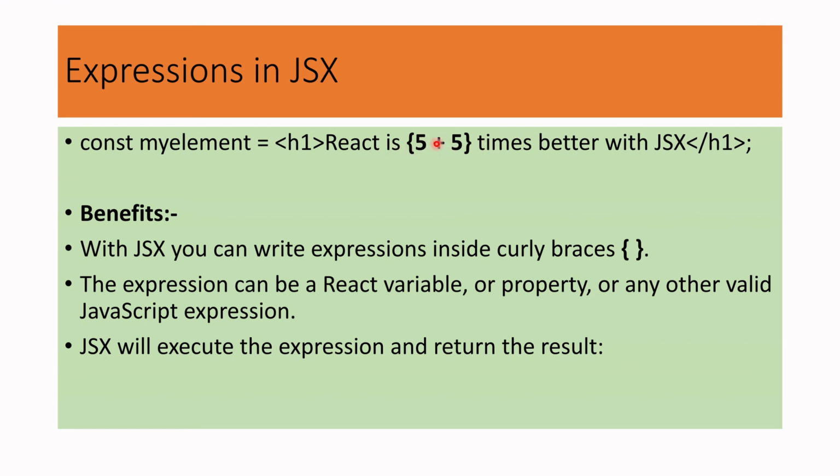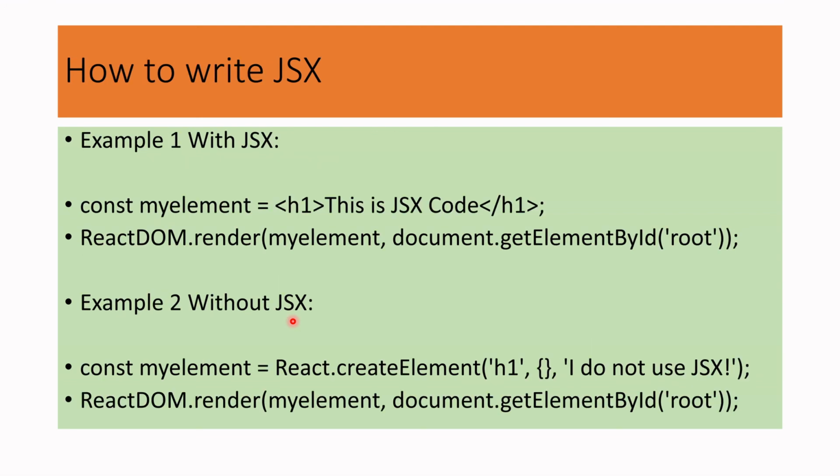For a dynamic page, we write curly braces and pass the dynamic content. The expression can be a React variable, a property, or any other valid JavaScript expression. JSX code will execute the expression and return the result. We will see in the next lecture how to write and set up the basic programming, how to write the JSX code like this, and how the HTML code is bound into ReactDOM and displayed in the UI.